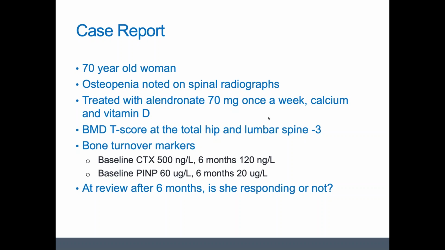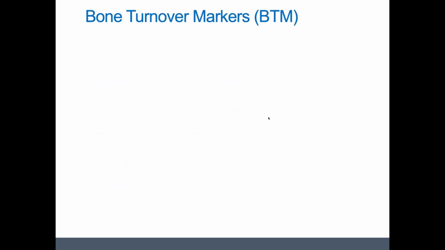CTX is a marker of bone resorption, and it was quite high at 500, and P1NP, a marker of bone formation, about 60. And then after 6 months on treatment, the CTX decreased down to 120 and the P1NP down to 20. So the question that we'll be asking is, is she responding as expected to the treatment or not? And I'll come back to that once I've given some background information.